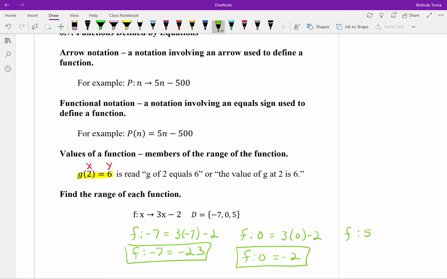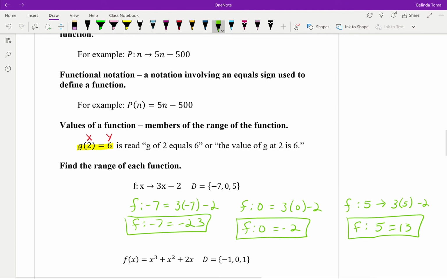Notice here we have a limited domain because we only are putting in 3 different x values. And 15 minus 2 is 13. So again, here when we put in 5, we get out 13. I'm going to do an equal sign here. And then, so again, our domain for this function would be what was given, negative 7, 0, and 5. Our range would be negative 23, negative 2, and 13.